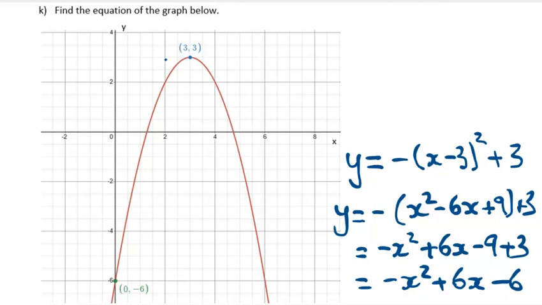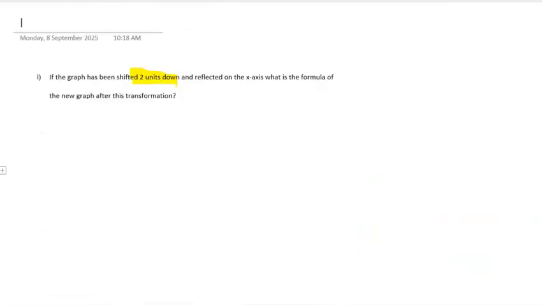Now that makes sense because you can see that my y-intercept is at negative 6. The negative sign makes sense because it's an upside down parabola, and this fits in with the vertex being at (3, 3). Okay, so that was in the last video. Now what we're asked to do here is a little bit harder. We're asked to find the equation, or the formula, of the new graph after it's been shifted 2 units down and then reflected in the x-axis.